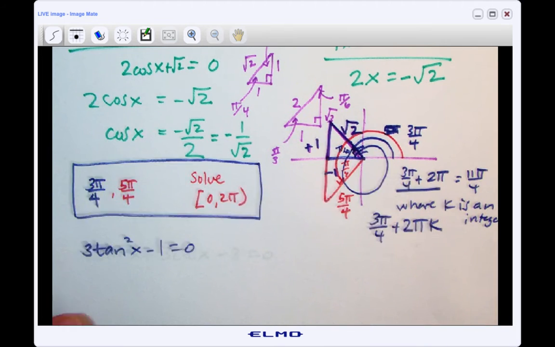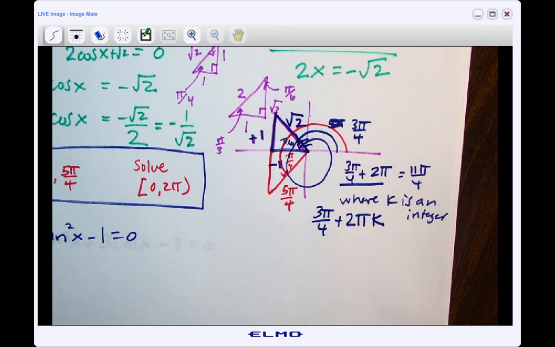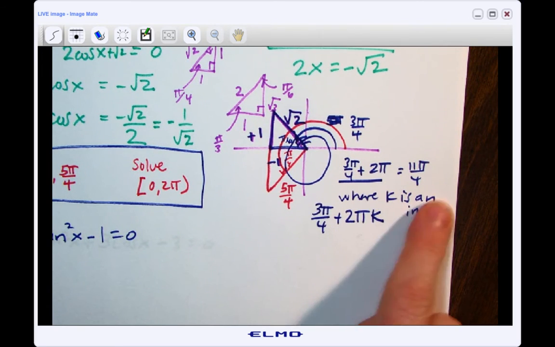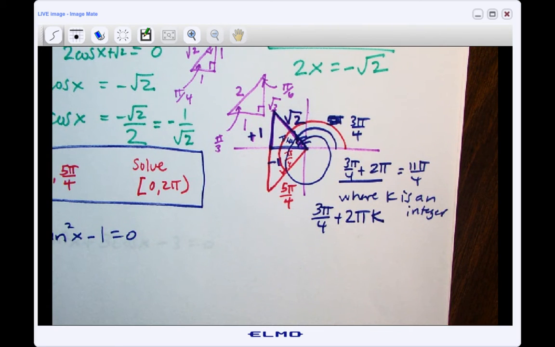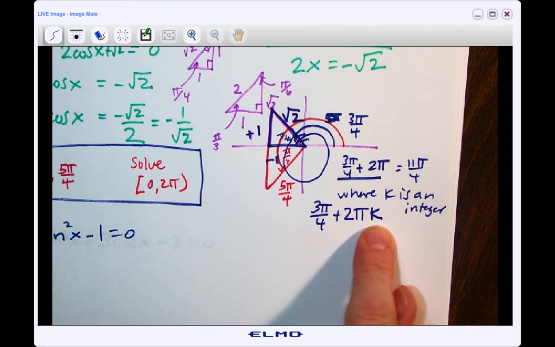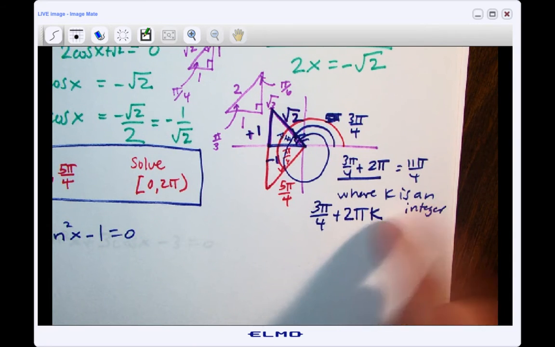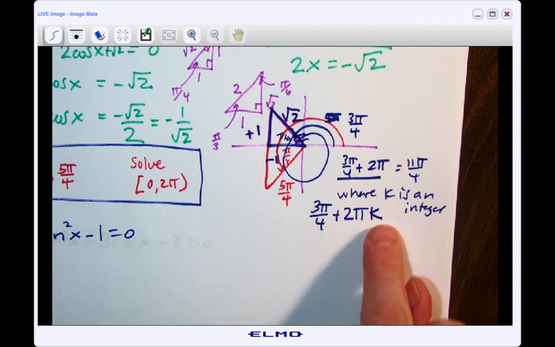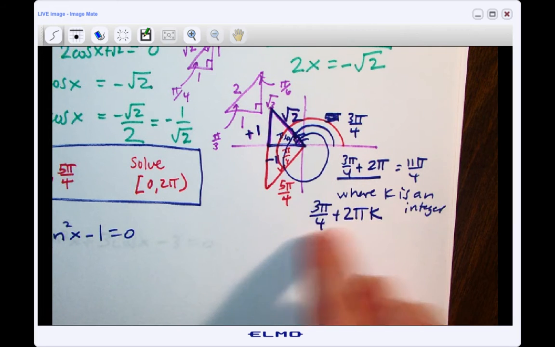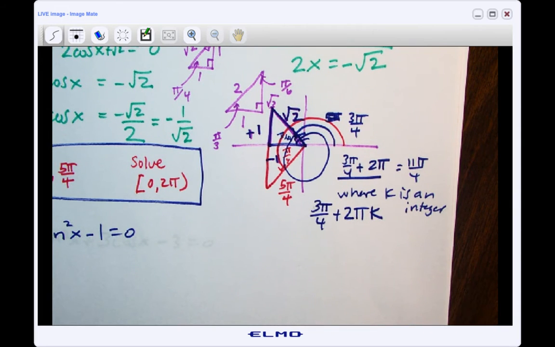And so what's an integer? An integer is a positive or negative, well, we usually say whole number, right? Whole numbers are only the positive ones, but an integer is the whole numbers plus their opposites and 0. So if k were a 0, that would work because that would be that one. If k were a 1, that would work because that would be that one. If k were a 2, that would work because that would spin it around again. So this describes all our solutions.